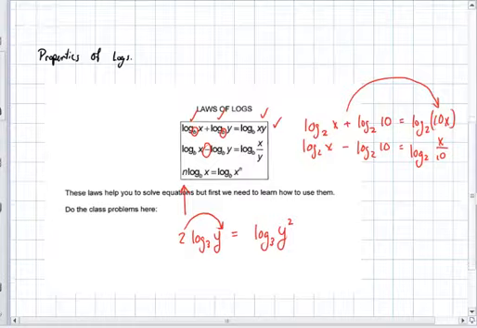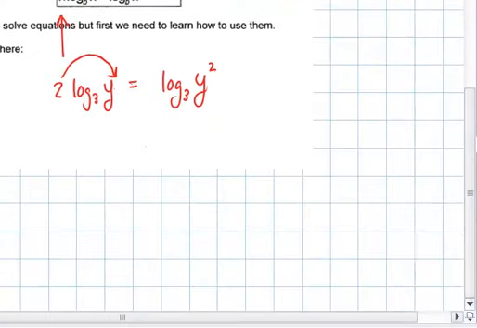So with that in mind, we're going to do a few example problems. I'm going to do the ones from the handout so that you can see how to do those, and then you can apply that to what we do in the book for homework tonight.